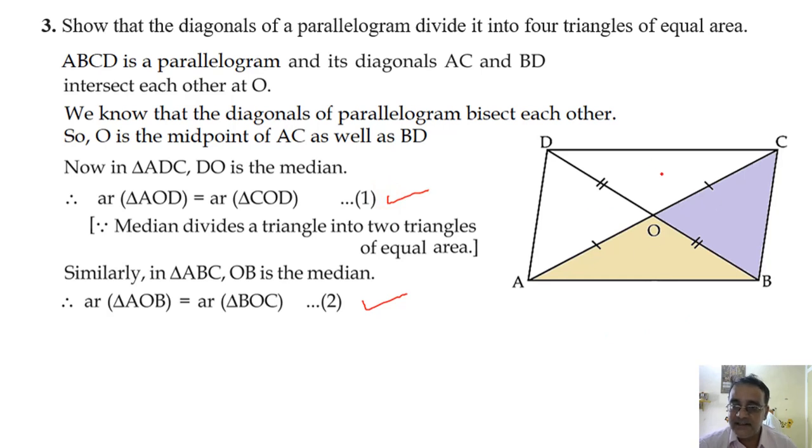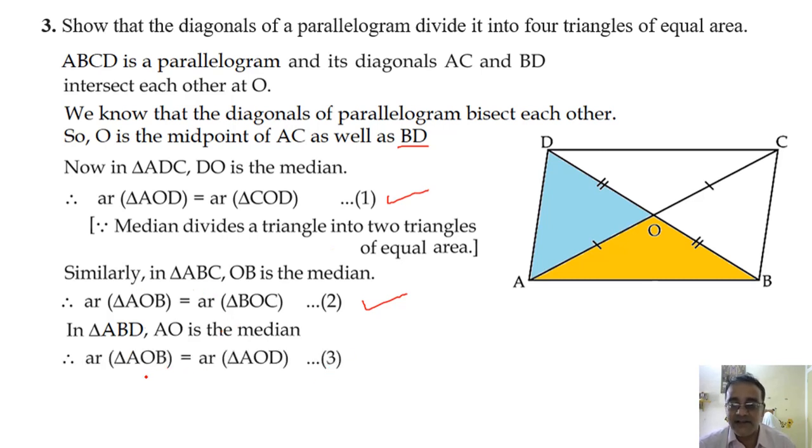Now we'll take either this triangle or this triangle. So I'm going to take triangle ABD. O is the midpoint of BD. Already we have written here. That means AO is the median of this triangle. Clear? Yes, sir. ये orange और blue वाला जो triangles दिख रहे हैं, these two areas are equal by using the same property. So because अभी हम लोग similarly में ही चल रहे हैं, we can write directly that area of triangle AOB is equal to area of triangle AOD.